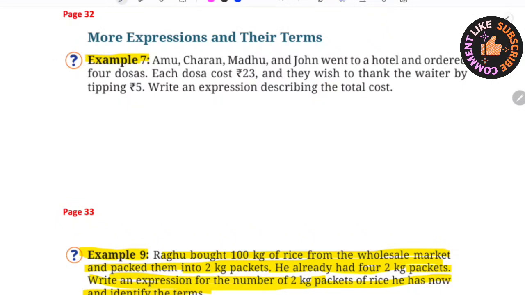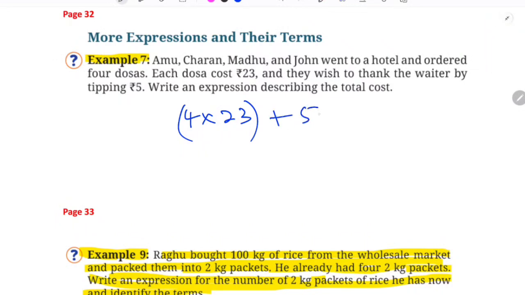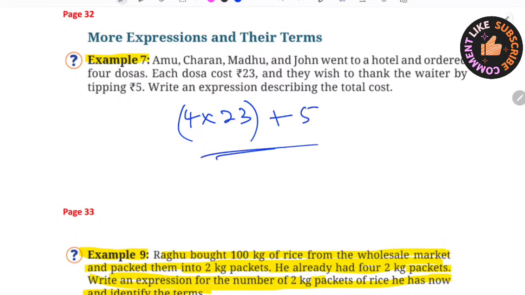How many are there? The cost of each dosa is 23, and the number of persons is 4. What is the required expression? 4 multiplied by 23, this is their actual cost, plus how much tip they give? Plus 5. This is the required expression. The value is not asked in the question, write an expression only.